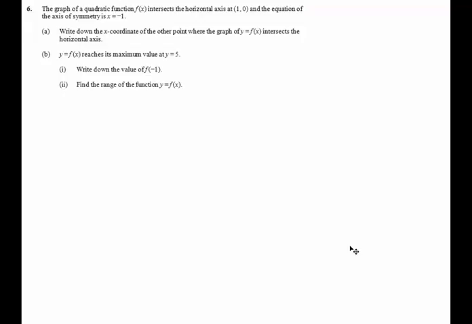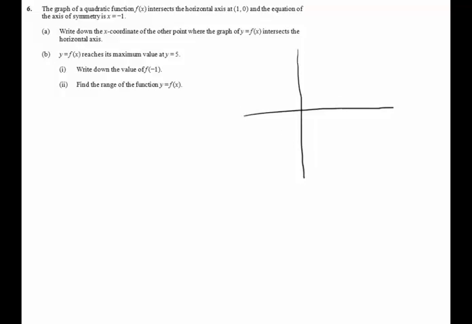Question number 6 we talked about in class, but I'll go over it one more time. What we find out is that the axis of symmetry is at x equals -1, and it's a quadratic function intersecting the horizontal axis at (1, 0). They want you to write down the x coordinate of the other point. And again, this is where I said, draw out the picture: what information are they telling you?